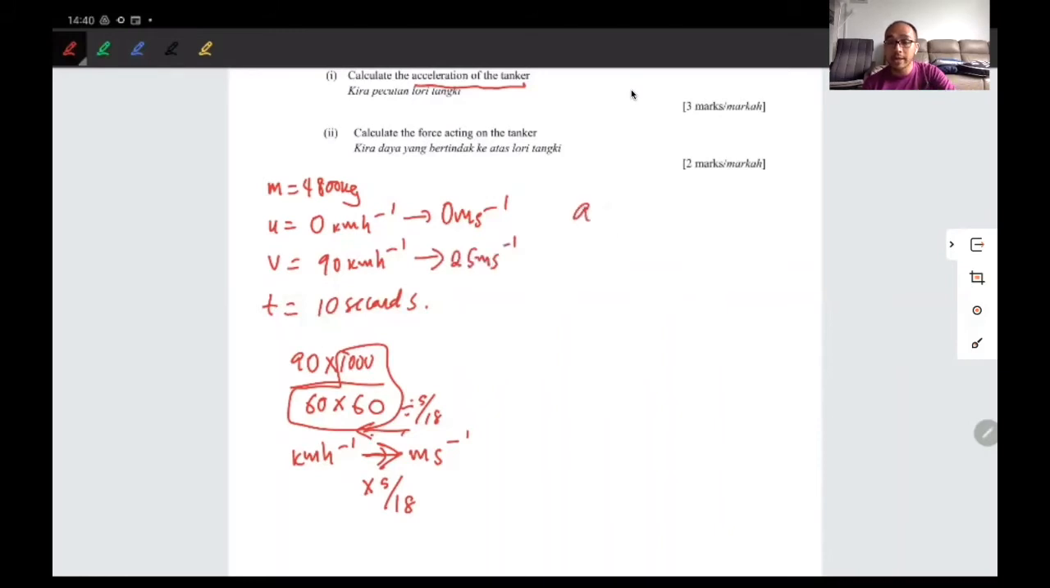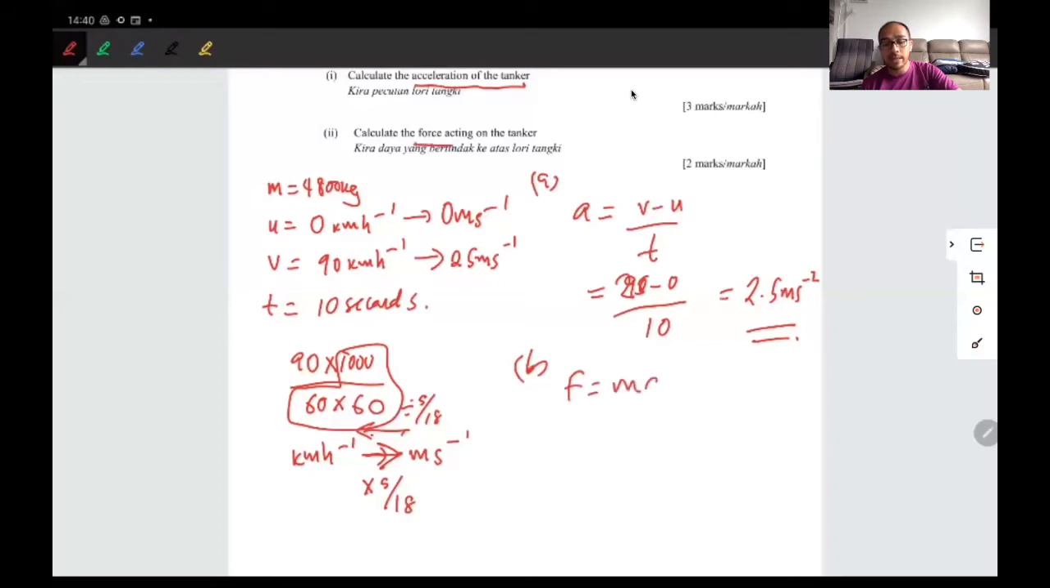So I can calculate the acceleration: v minus u over t, 25 minus 0 over 10 seconds. It will be 2.5 meters per second squared. That's how I will answer question A. Question B will be calculate the force. Force is mass times acceleration. The mass is 4,800 kilograms. The acceleration you've calculated is 2.5, so you get 12,000 newtons.